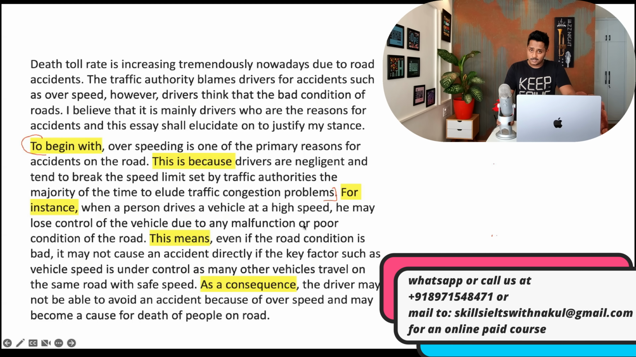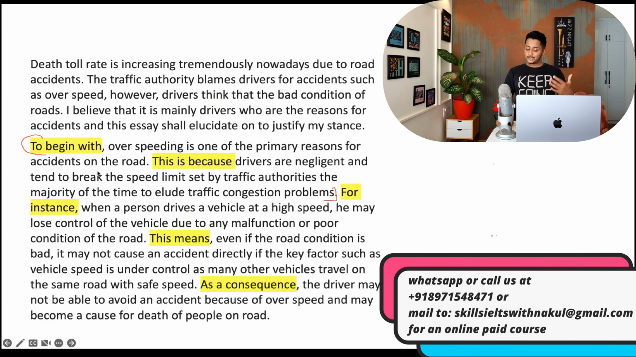Pay more attention to the question. This is where task response also makes a huge difference. The question is not just about drivers going fast. There is another point in the question. It could also be because of the road condition. So you have to talk about it. You have to include road condition. Otherwise, task response is not complete. I'm just including one more part here.